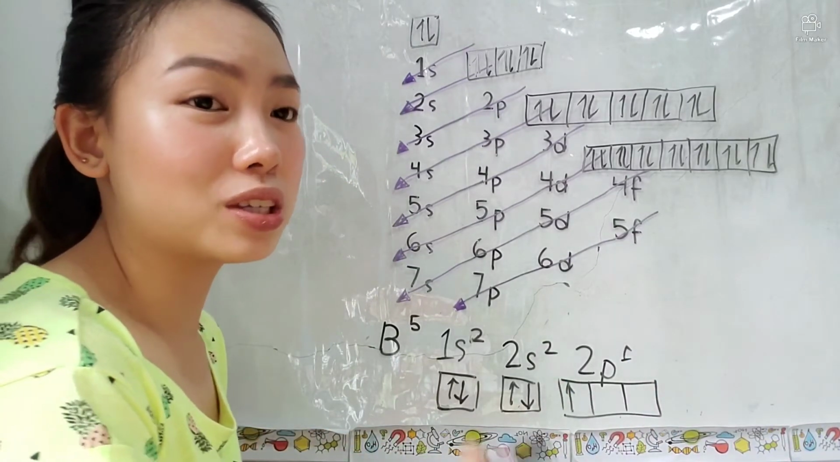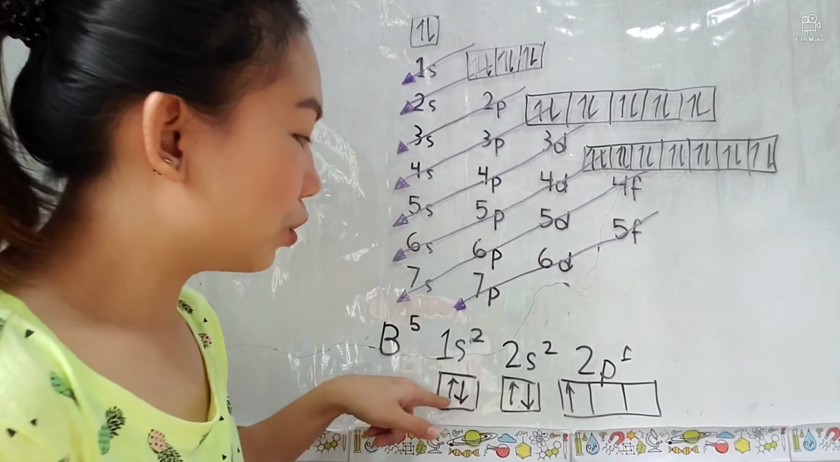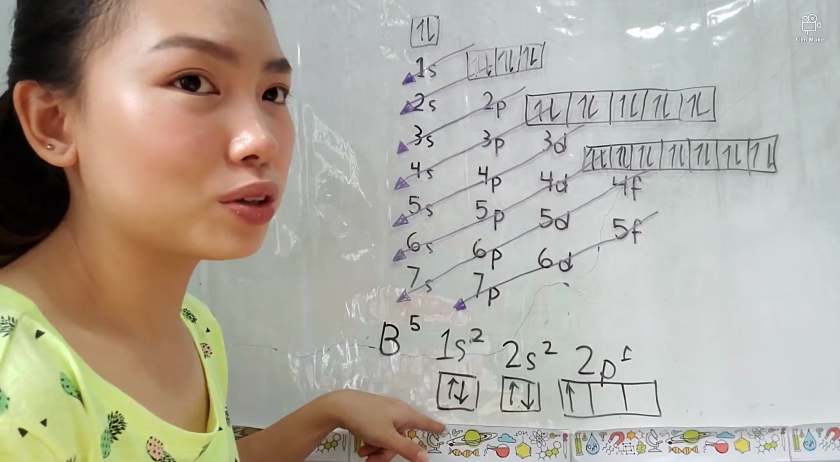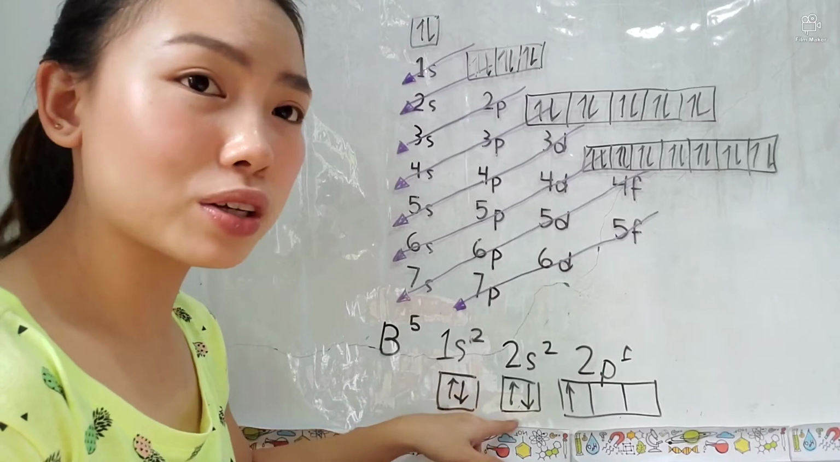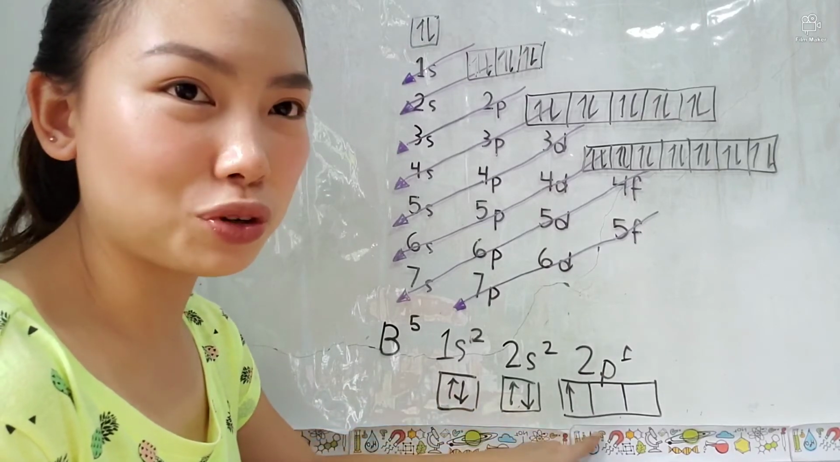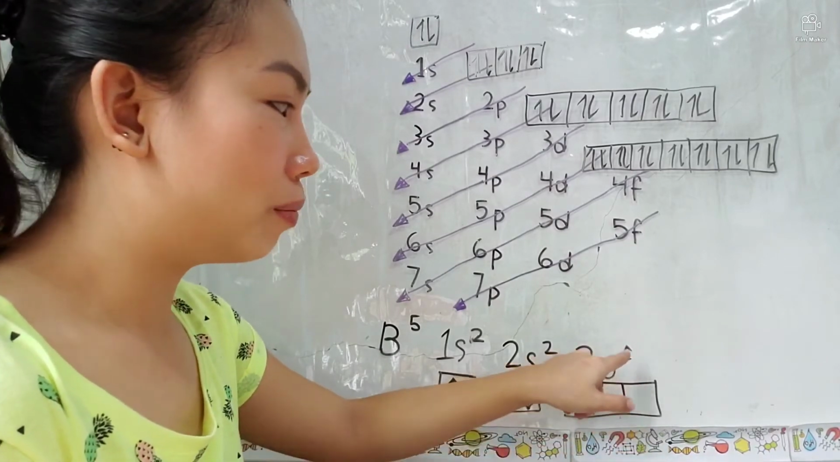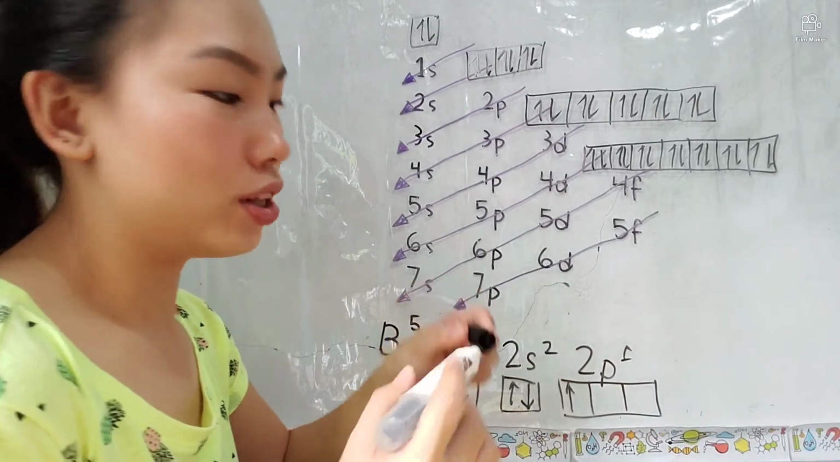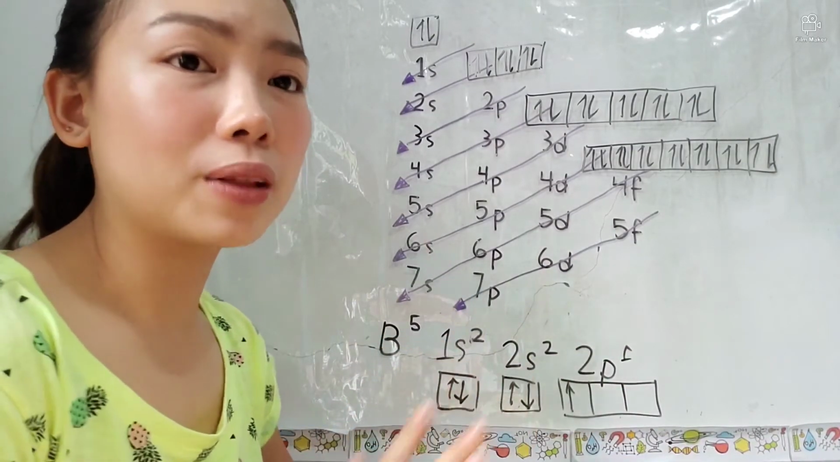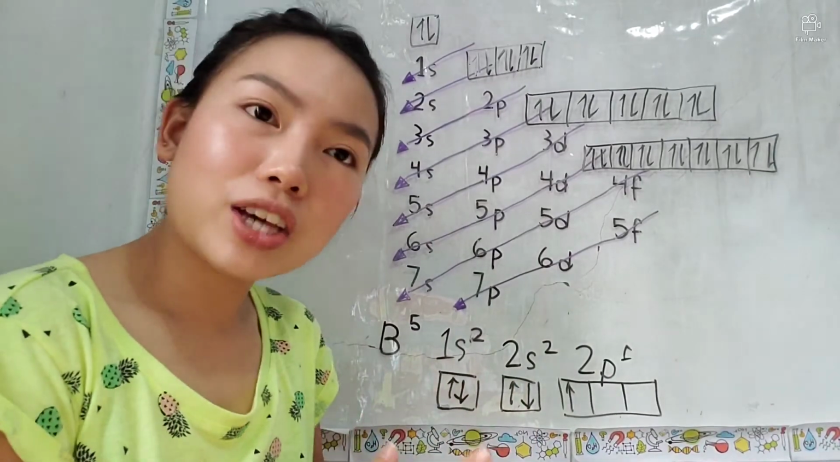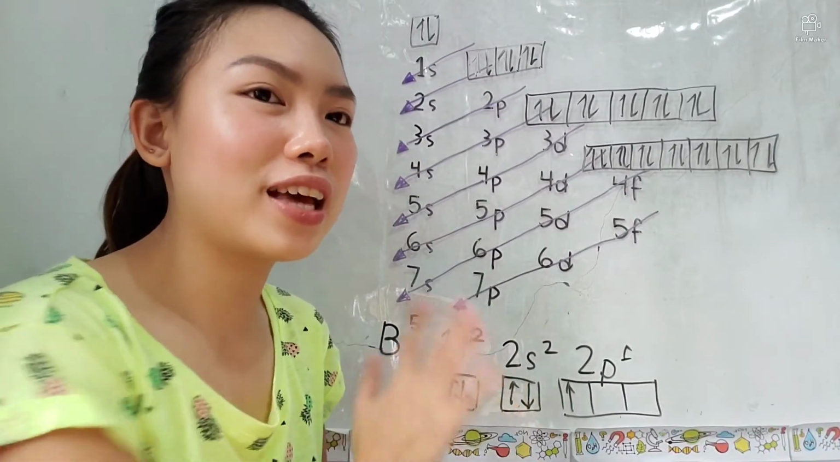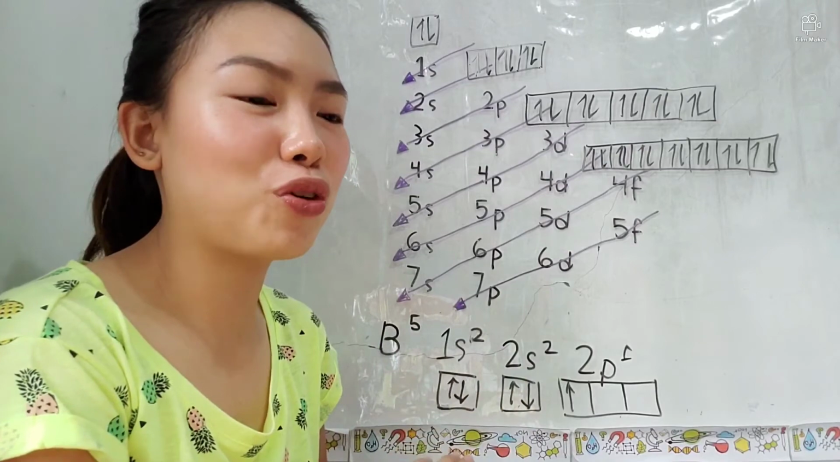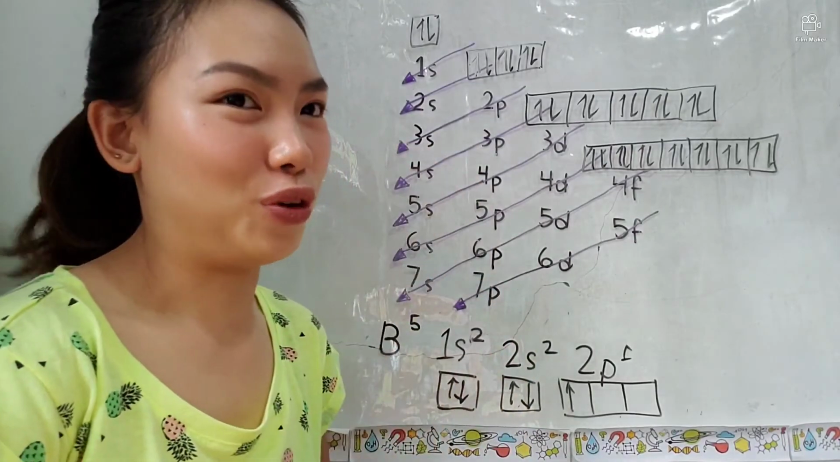So, that is for the spin. So, we have 1 box with 2 arrows, another 1 box with 2 arrows, and 3 boxes for the p with only 1 arrow because it only has 2p1. Okay, so that is how you make the spin of the direction of the electrons using the electron configuration for the quantum number 4. Yan.